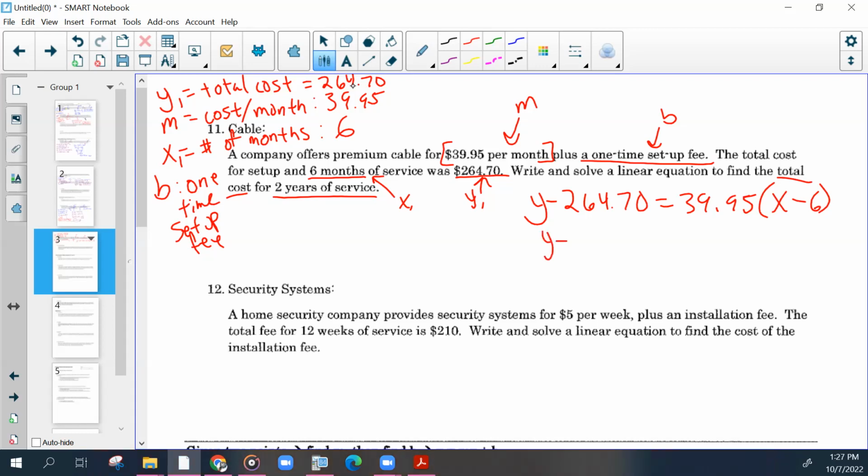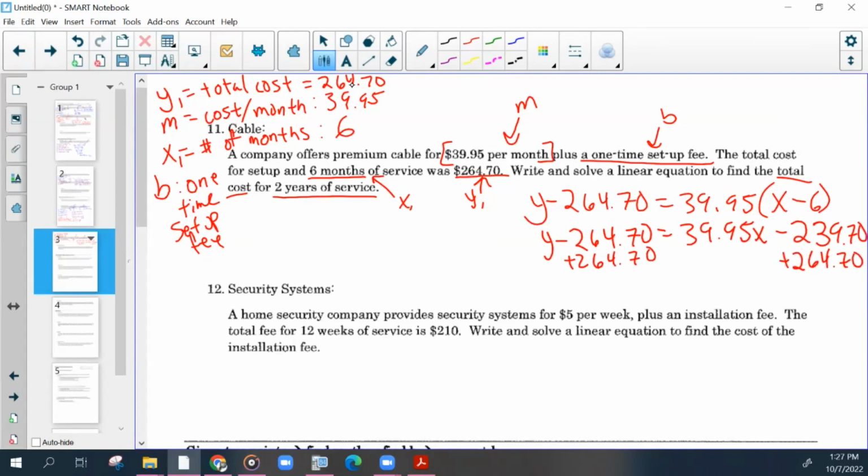y minus 264.70 equals 39.95x minus 239.70. Get rid of the 264.70. So we have y equals 39.95x plus 25. Now we know what our b is. And this equation is going to help us actually answer the second part. So just because we found b, that's not what it was asking for. It was asking us to find the total cost for 2 years. So we have to go back.